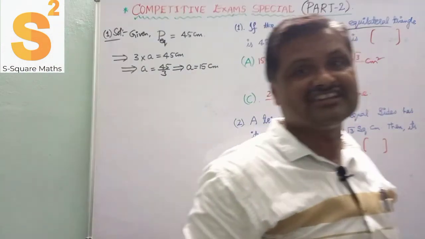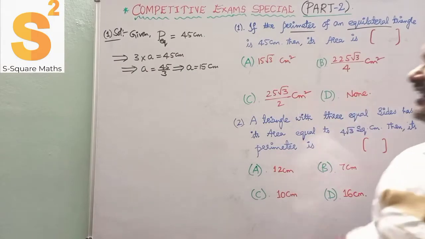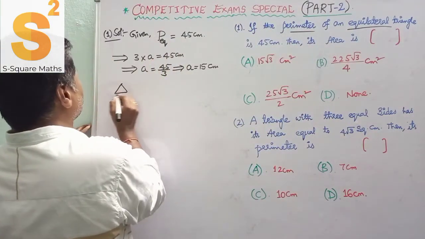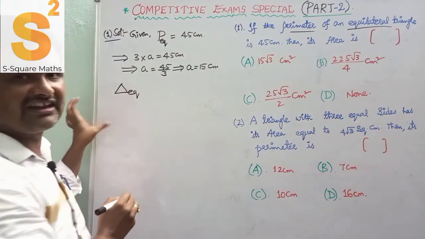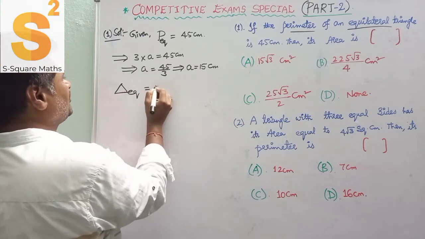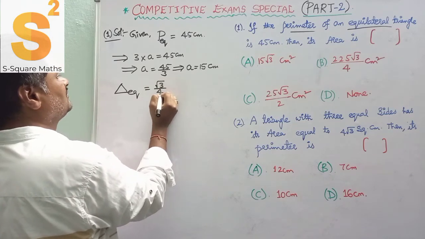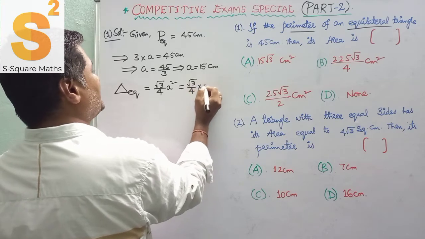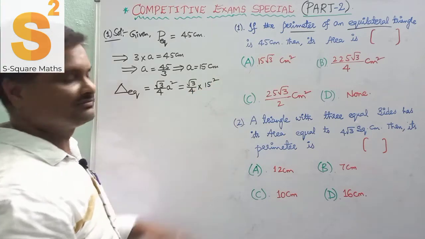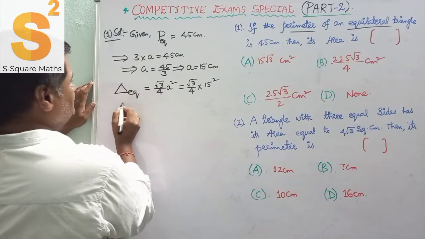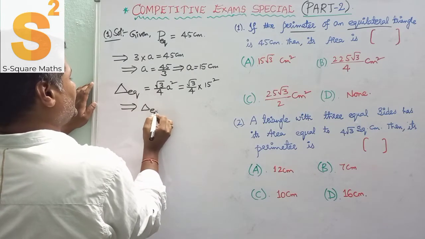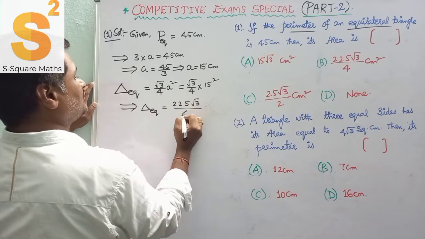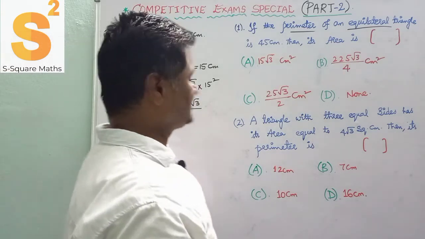But our intention is to find out the area here. So nothing but area of an equilateral triangle, delta EQ stands for area of equilateral triangle, which is given by root 3 by 4 into side square. So root 3 by 4 into our side is 15, so 15 square. So this implies I can write now here delta EQ is equal to 225 root 3 by 4. So this is the answer.